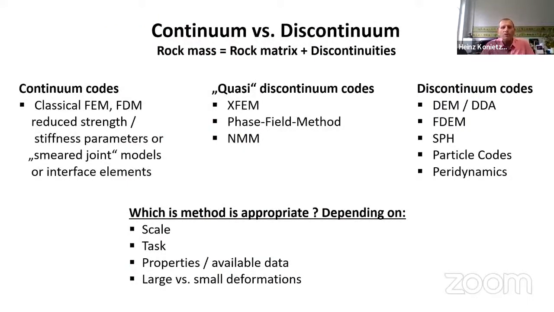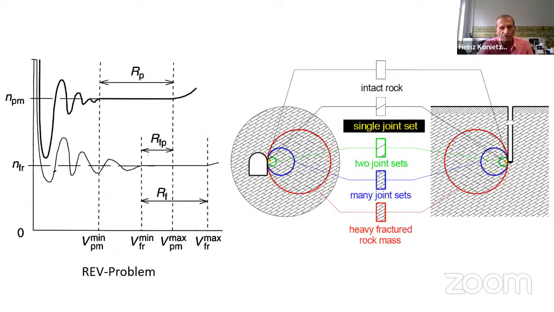Another topic is the question of continuum versus discontinuum. Okay. So we have continuum codes, we have quasi-continuum codes, and we have true discontinuum codes. And what is really appropriate depends on the scale, the task, the properties, and also the problem, if we consider large or small deformations. And here we see the classical sketches. You are very familiar with that, and you see that the representative elementary volume is the key topic we have to consider.